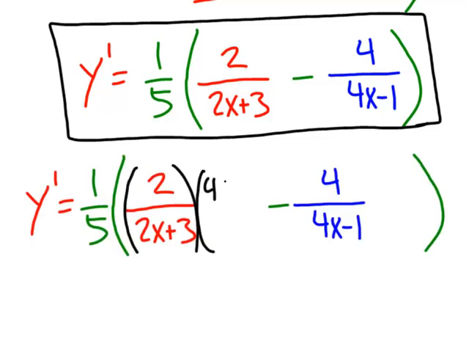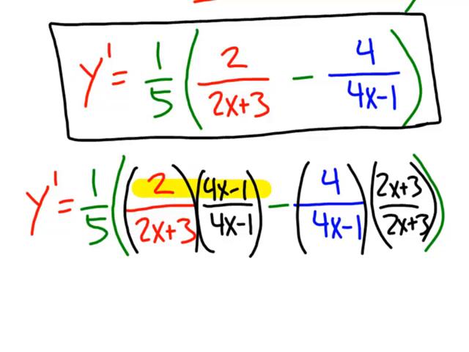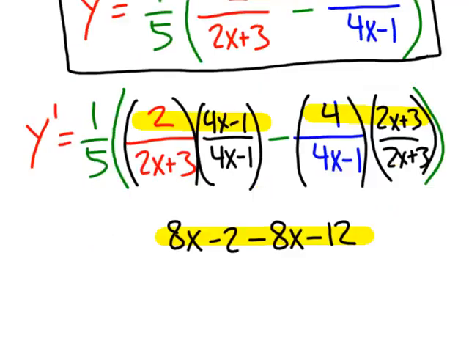So we'll do the 4x minus 1 over 4x minus 1 here, and the 2x plus 3 over 2x plus 3 over here. Now that we have the common denominators, we will go ahead and distribute out these numerators. And of course, make sure you distribute that negative sign.